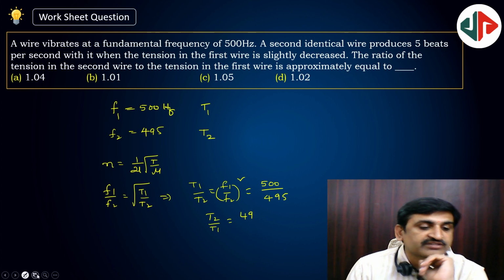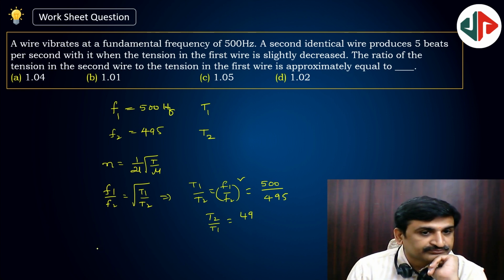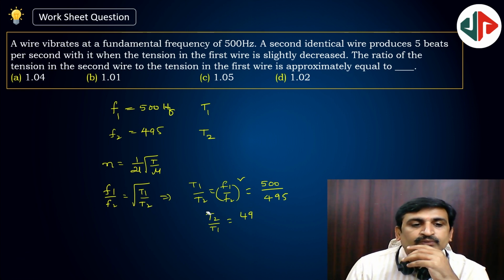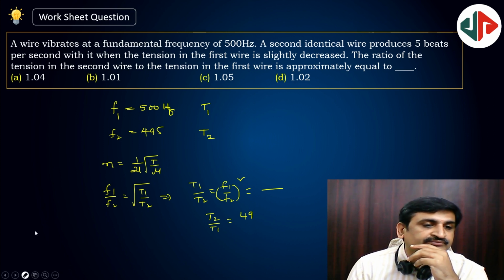Tension in the first wire is decreased, so the first frequency will change. This is going to become a small change. T1 decreased a little, so the frequency will be reversed. This is 495 and this is 500. I have to write it here, and here also I have to change, right? Yes, this is 500. This is also 500.